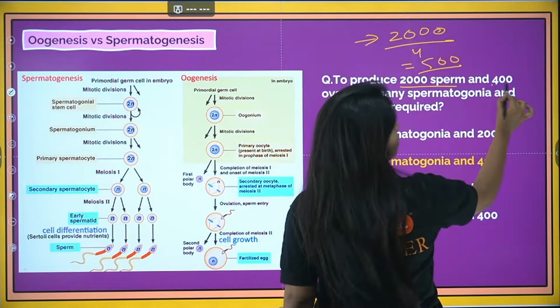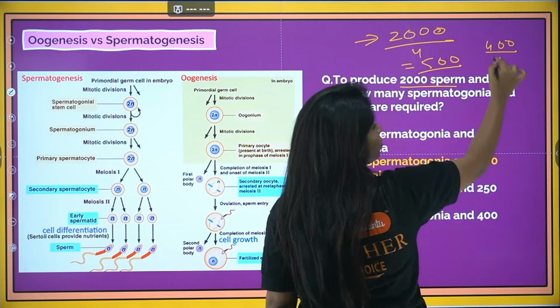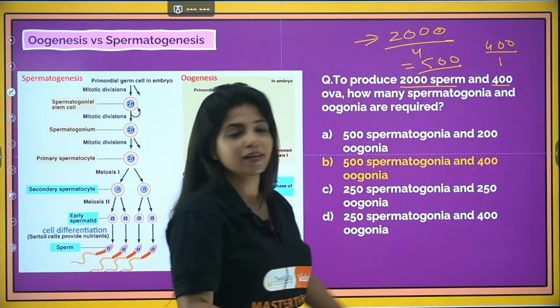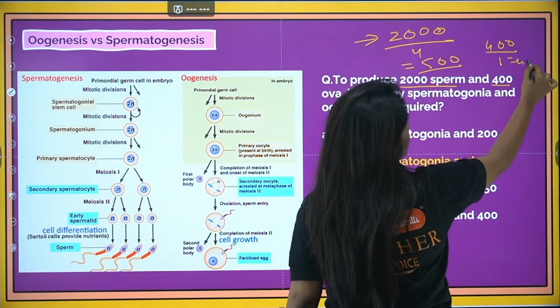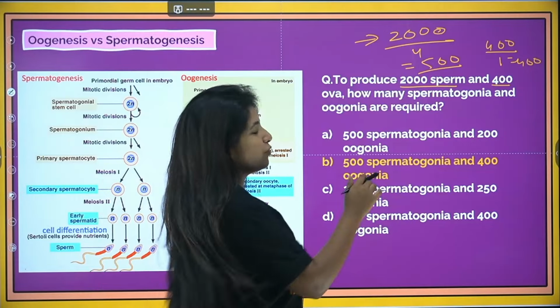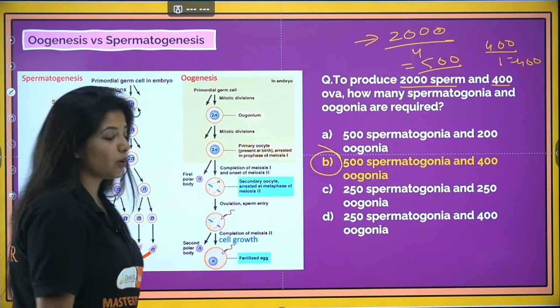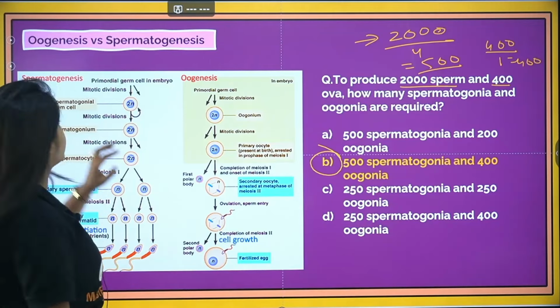What about the oogonia? So 400 ova is there. 1 oogonium is anyway going to form 1 ovum. So my dear children, it will be 400 oogonia. 400 oogonia equals 400 ova out there. So your answer would be B. Okay. So always remember the 4 and 1 ratio out there.